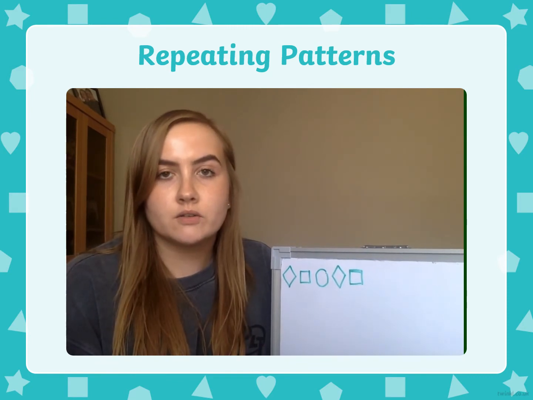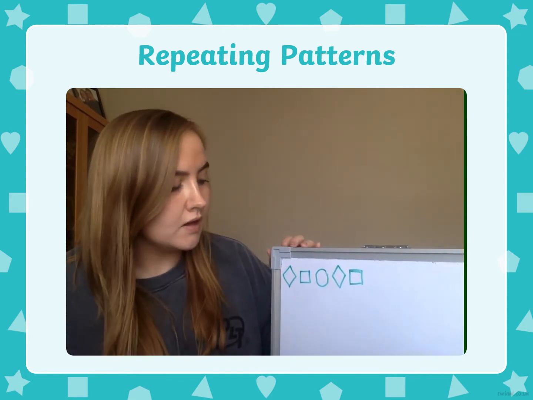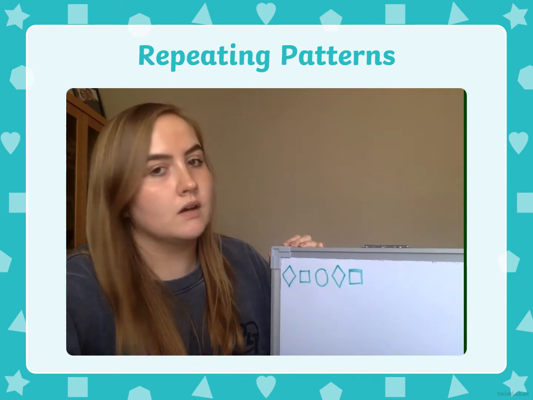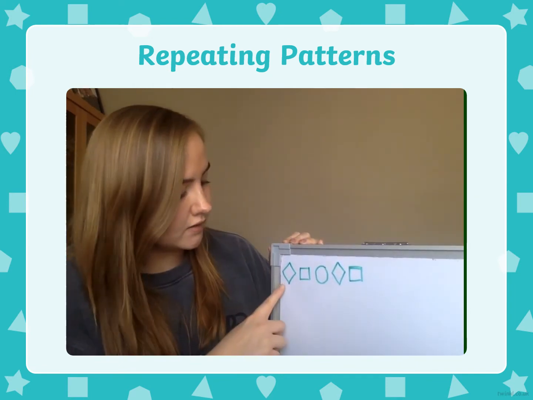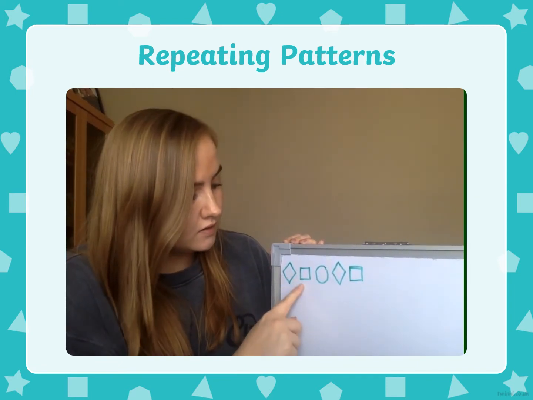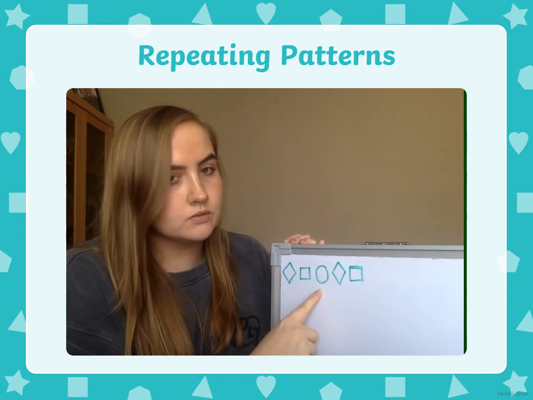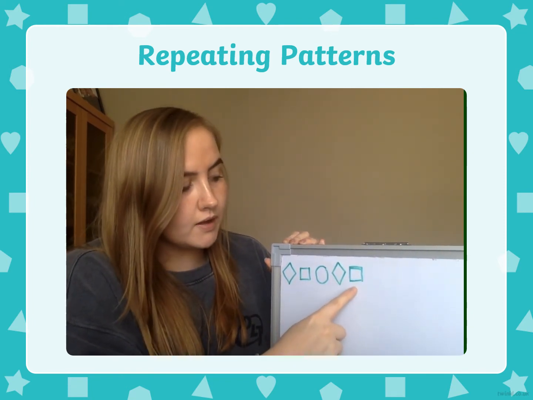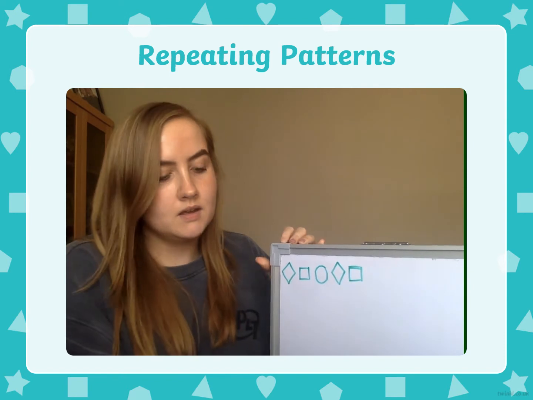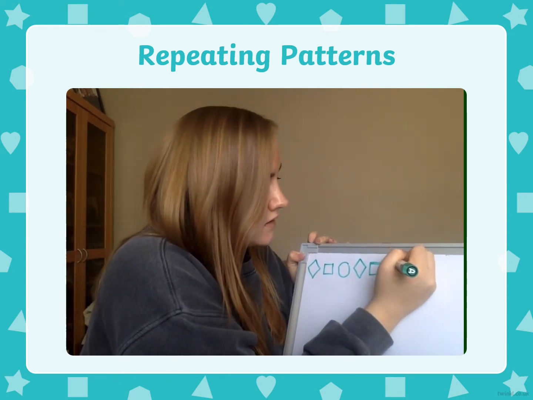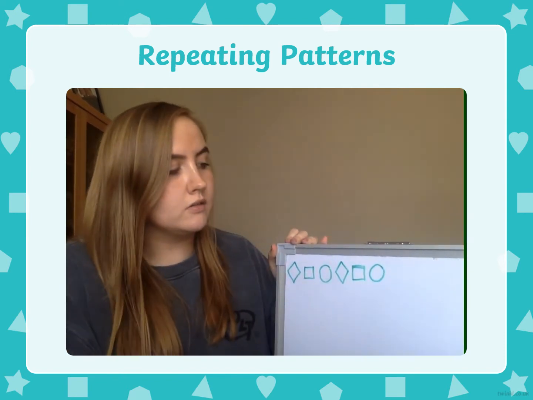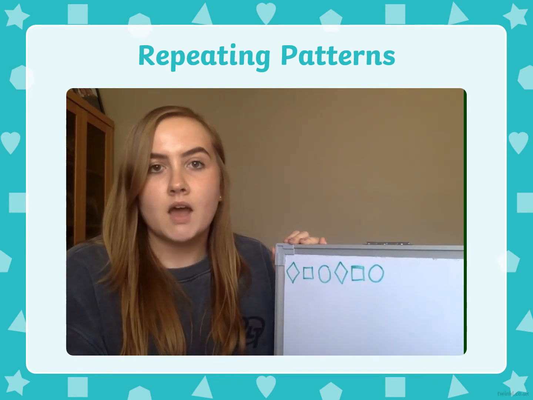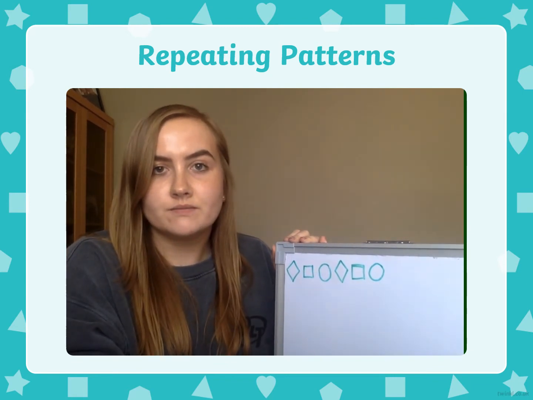So let's say the pattern together to start with. Okay, so we've got a diamond, square, circle. Diamond, square. What would come next? A circle. Fantastic. So now again I would like you to continue the pattern and then we will move on.